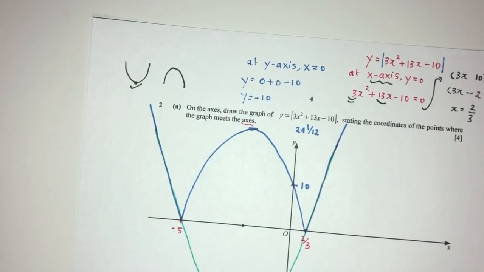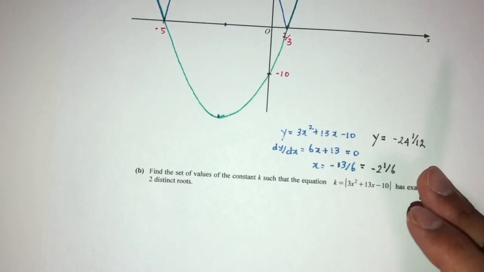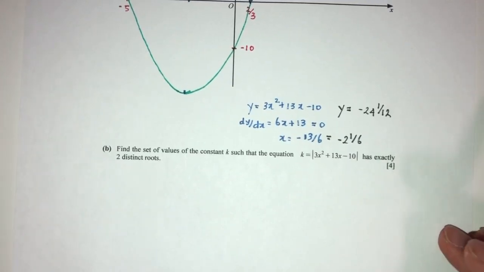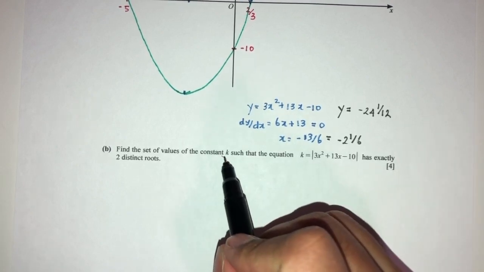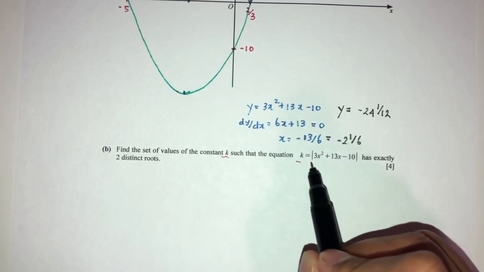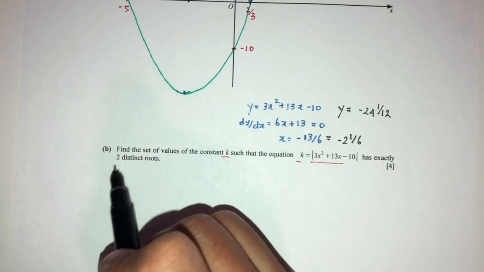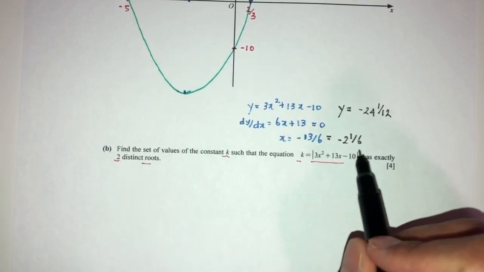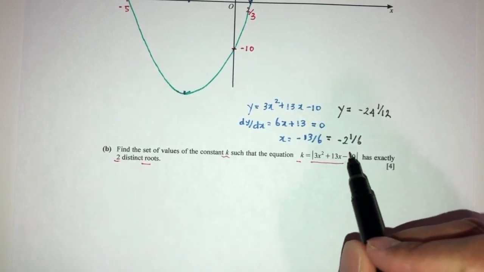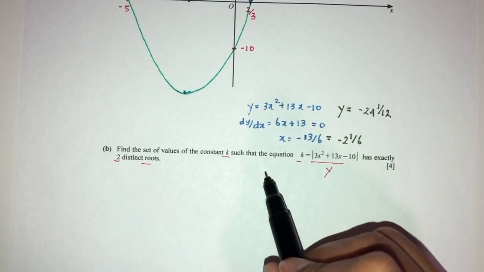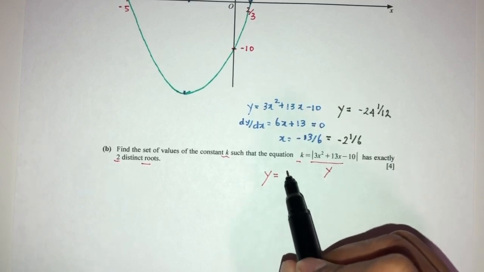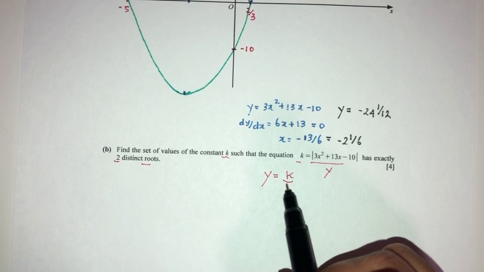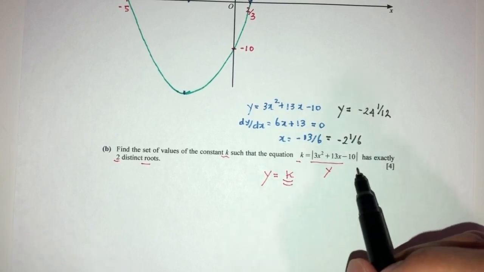All right, cool. Now this is your question part A. Now question part B, we have to find the set of values of k for which this equation has exactly two distinct roots. Now what is this? As we have seen before, this is simply y. So we have to know y equal to k. We have to find the values of k for which it has two distinct roots.